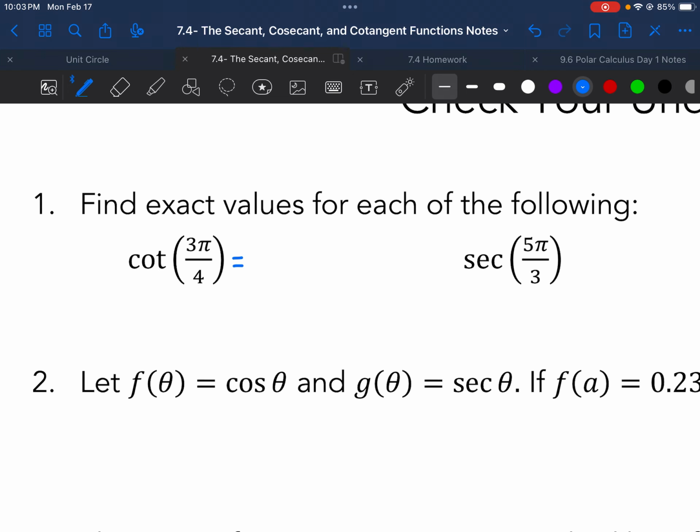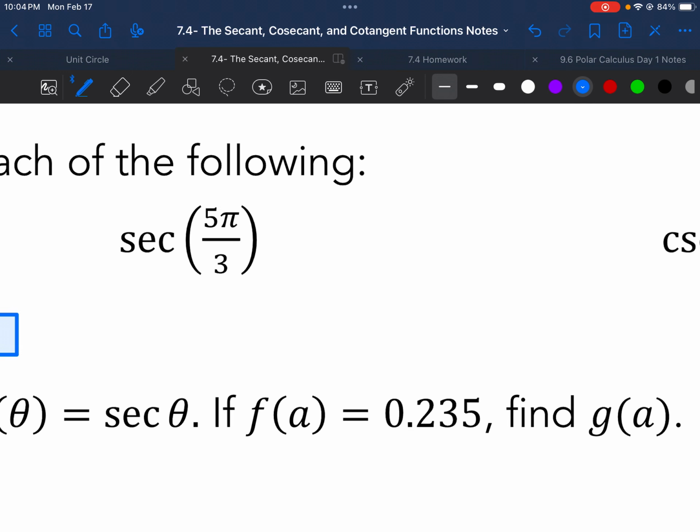Well, since cotangent and tangent are reciprocals, cotangent of 3 pi over 4 is the same as 1 over the tangent of 3 pi over 4. Tangent of 3 pi over 4, you should have your tangent values memorized. 3 pi over 4 is in the second quadrant. Tangent is negative in the second quadrant, so tangent of 3 pi over 4 is negative 1. 1 divided by negative 1 is negative 1. So the cotangent of 3 pi over 4 is negative 1.